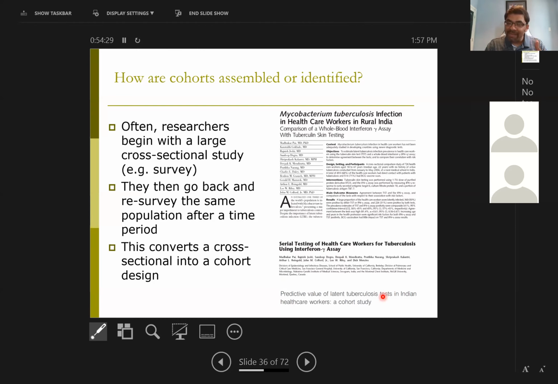Then my student went back many years later, contacted all the participants on the phone to see who developed TB or not. So we started off with a cross-sectional study. We never really planned to do a cohort study. But once you've done the cross-sectional study, if you can go back and recontact the same people and remeasure outcomes and exposure in them, then the cross-sectional study gets converted into a cohort study, right? So there's no magic. A cohort study is a series of multiple cross-sectional studies strung together to figure out who gets newly infected, who gets new disease, and so on and so forth.